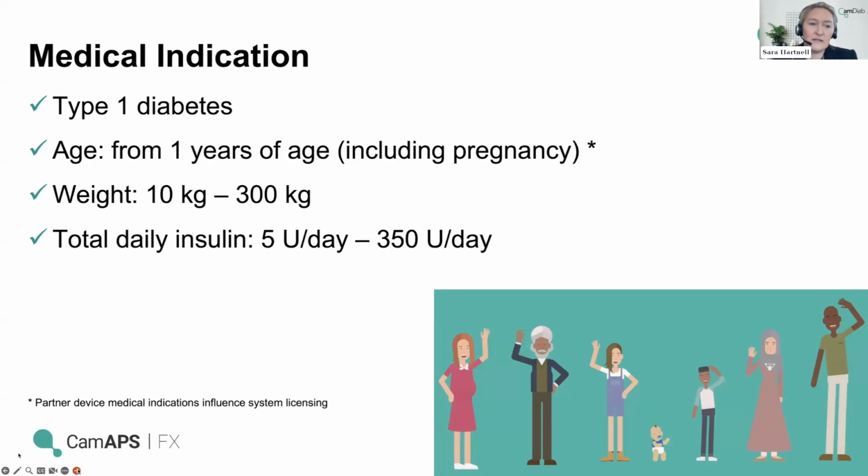In terms of the medical indication, the system's licensed for use in type 1 diabetes from the age of 1 year and up, obviously including pregnancy, with a wide weight range up to 300 kilos, and a wide total daily dose up to 350 units a day.